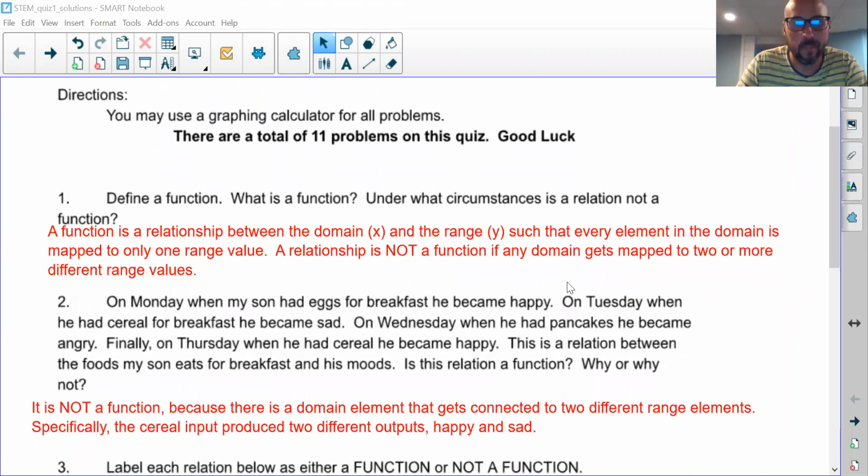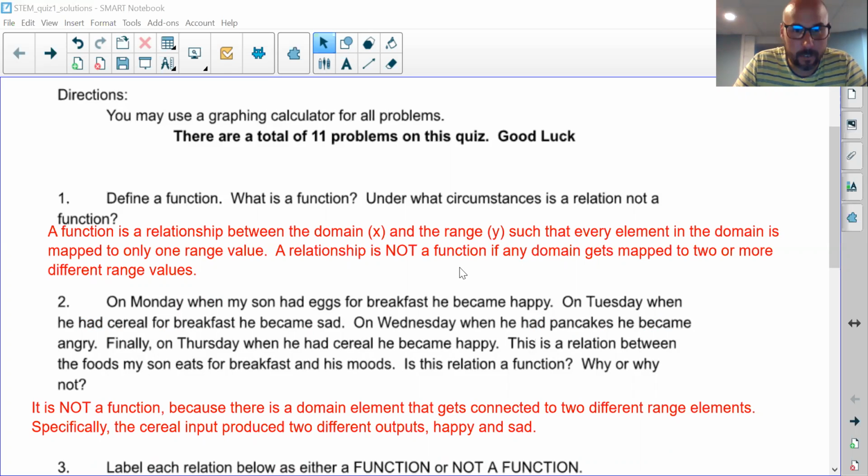Okay, number one, do you know what a function is? A function is a connection, a relationship between a set of numbers called the domain and a set of numbers called the range. Now, you don't always have to use numbers, but we're in math, so we're using numbers a lot. And the key thing is the function must use everything in the domain and send it to only one range value. That's what makes a function. It's much easier to understand what a function is not.